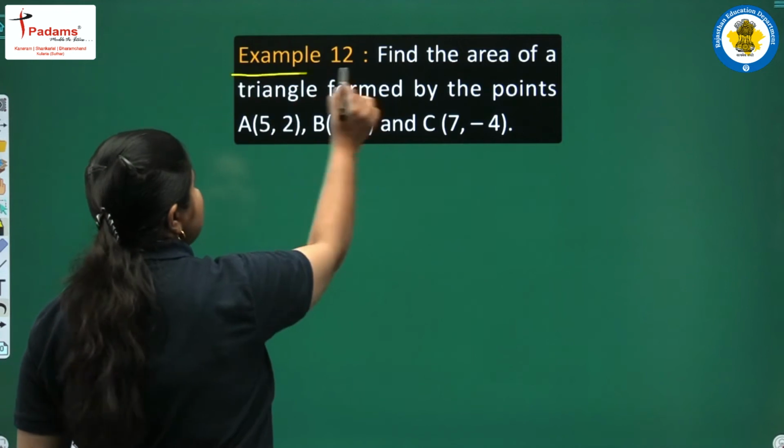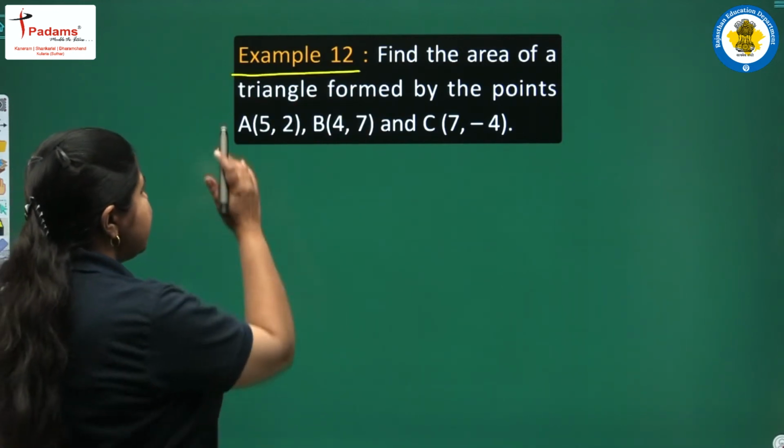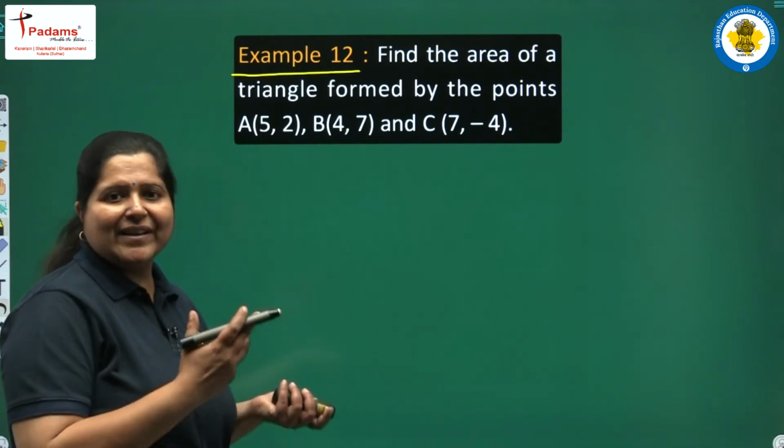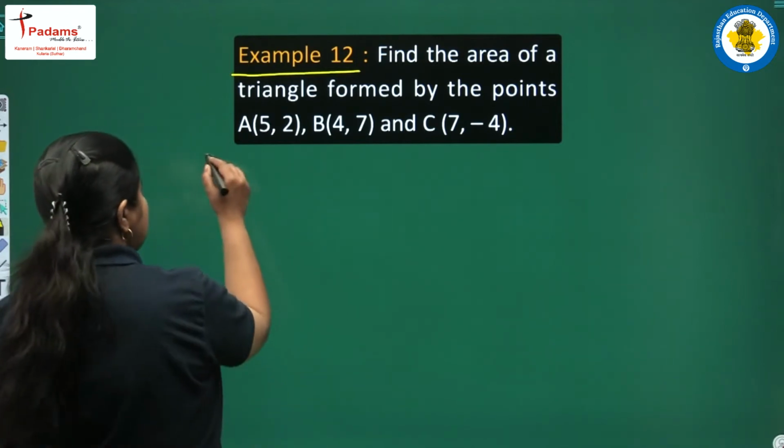This is example 12 from your book. Find the area of a triangle formed by the points A, B and C, and we have been given the coordinates. सिंपल है, ट्राइंगल का एरिया जो हमने अभी फॉर्मूला पढ़ा है उसी को अप्लाई करना है. So let us start the solution.